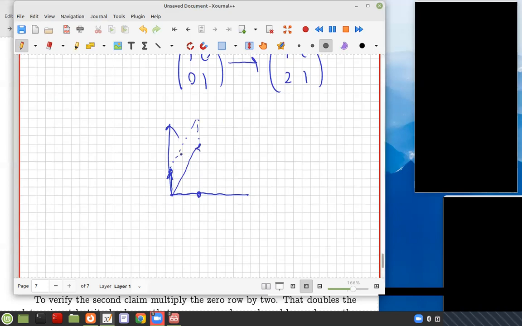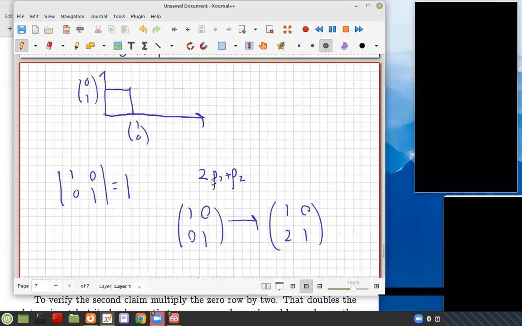Well, those have the same area. The area is still equal to the base times the height. The height is this 3 here, and the base is still the 3, and the height is still 1. So it's still the same, so it still has the same area. What a row operation like this does is shear the box horizontally, but it doesn't change its volume.